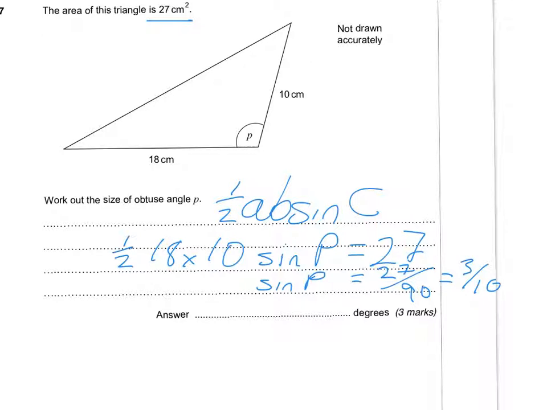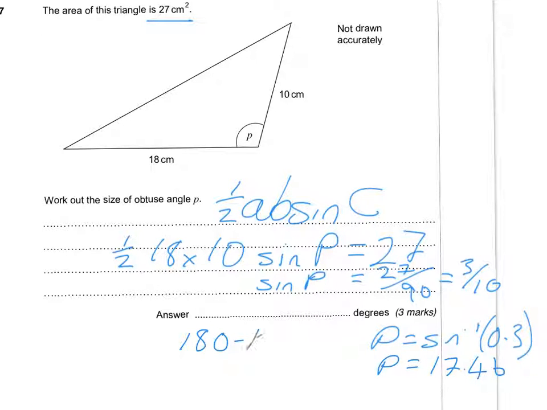So 0.3. P equals sine inverse of 0.3. And from my calculator, P equals 17.46, and then because we want the obtuse angle, it will be 180 minus 17.46, so that is 162.5 to 1 decimal place.